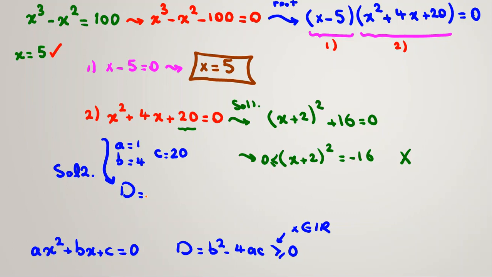So if I calculate D, it will be b squared, 4 squared, minus 4ac, 4 times 1 times 20. It will be 16 minus 80. So it will be negative 64, which is less than 0. Because it is less than 0, we proved that in this case, we don't have any answer.